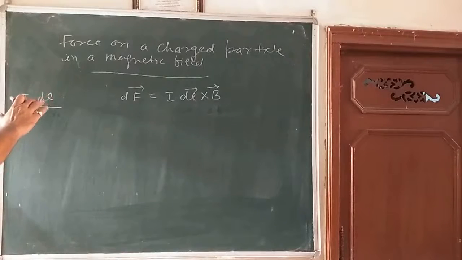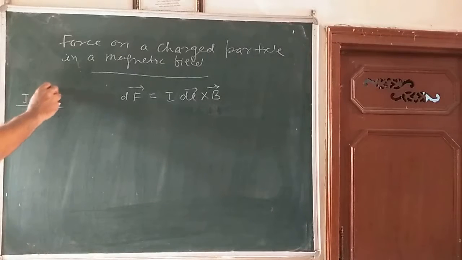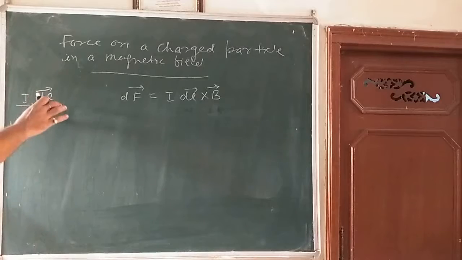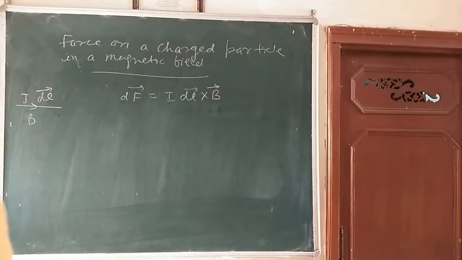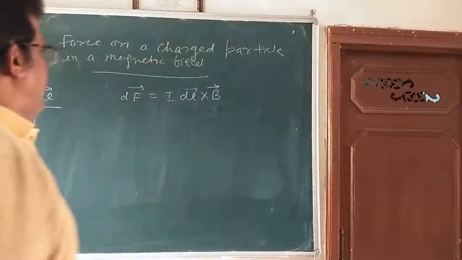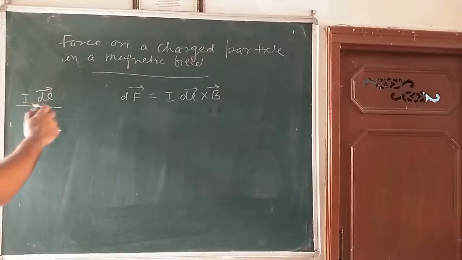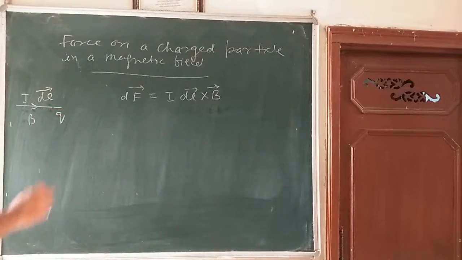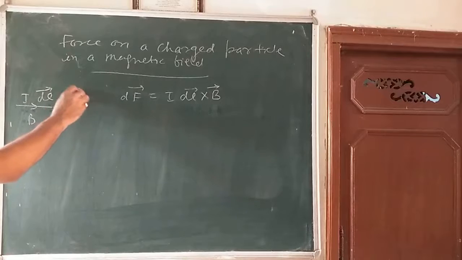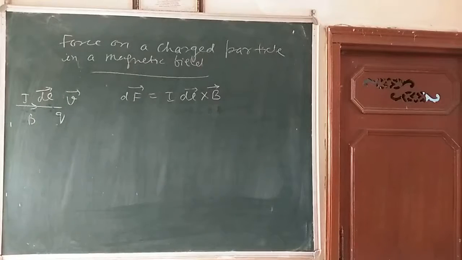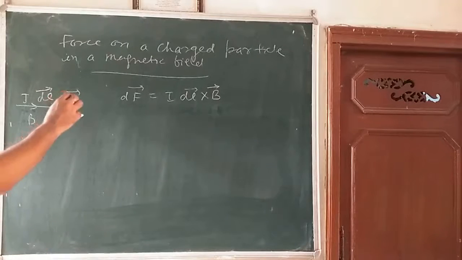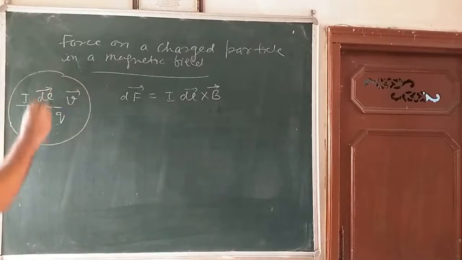Now if the current element IdL is due to the motion of a charged particle, when the charged particle is moving, because of it the current element is IdL. Each particle having a charge q moving with a velocity v. Suppose a charged particle that is moving with a velocity v through a cross section of area S. Here is S.